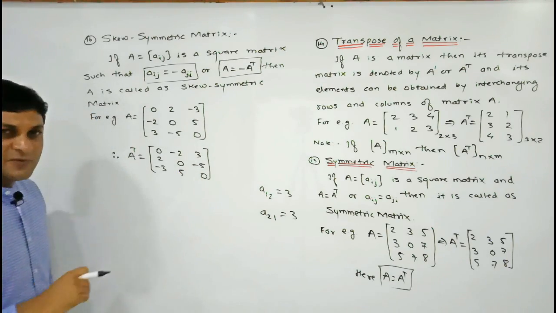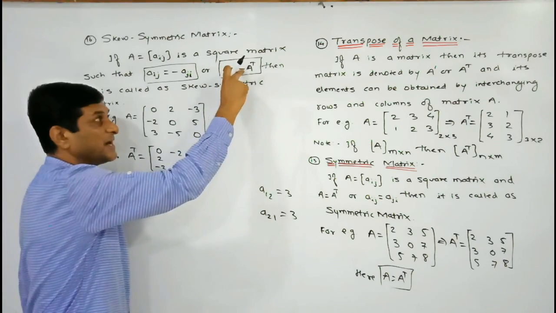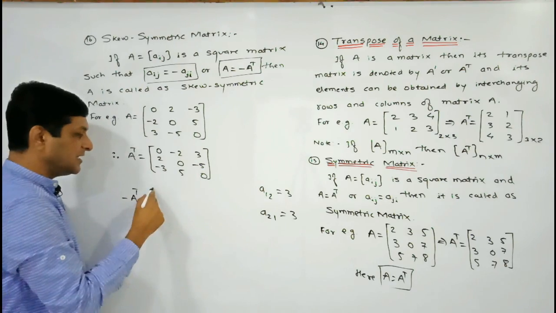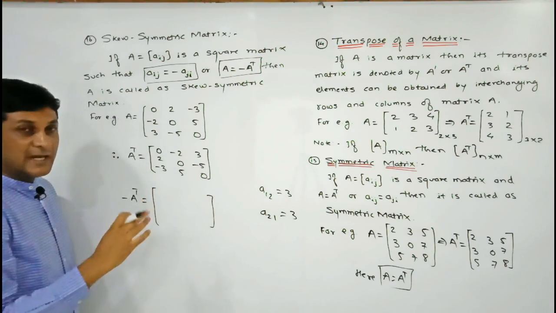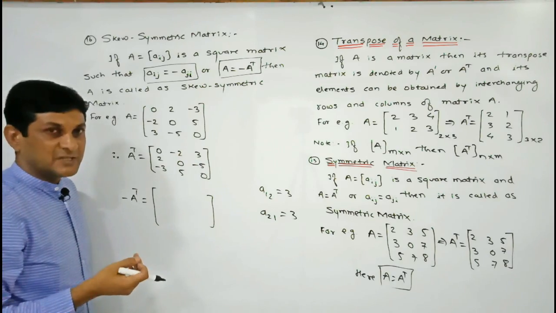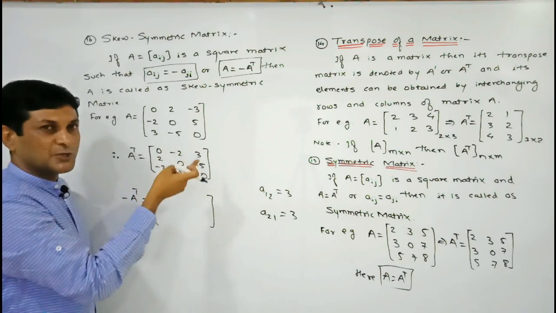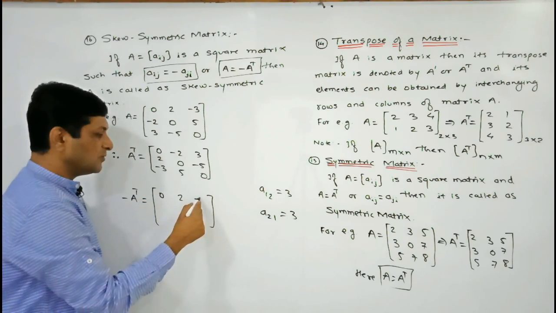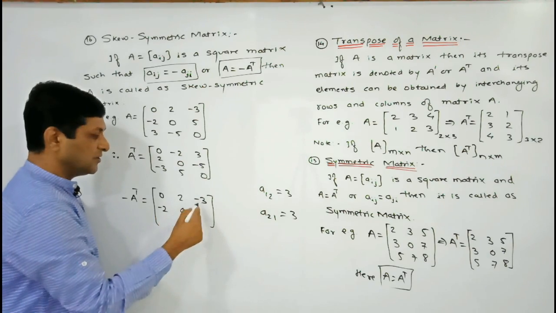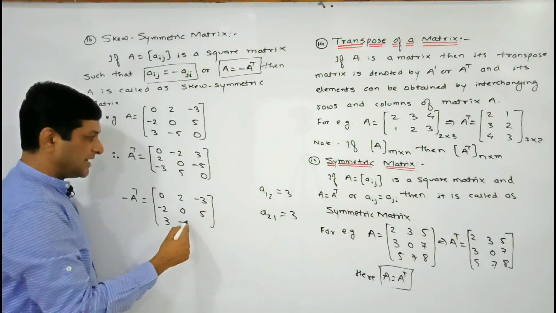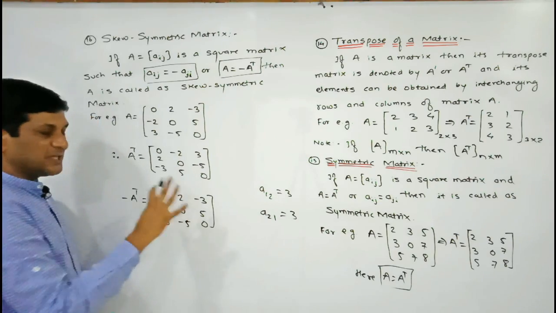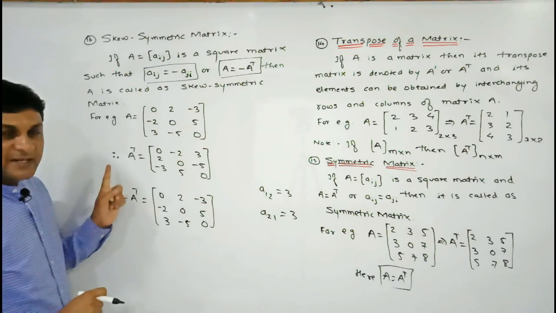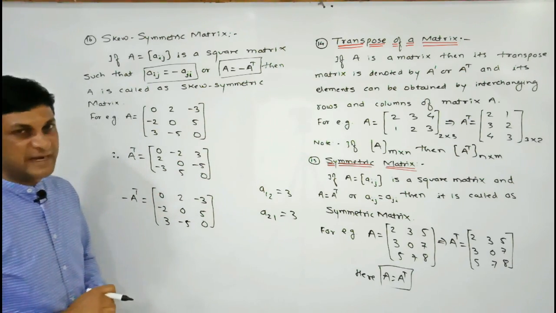Once the transpose of the matrix is known to us, then multiply it by minus. Multiplying a matrix by minus means multiplying all the elements of this matrix by minus. And whenever we multiply by minus, the sign gets changed. The element which is negative will become positive, and the positive element will become negative. So what we get here: 0, 2, minus 3, minus 2, 0, plus 5, 3, minus 5, and 0. We are just changing the sign of all the elements.